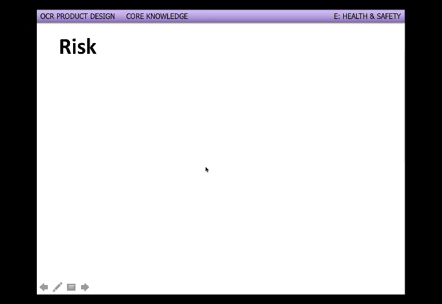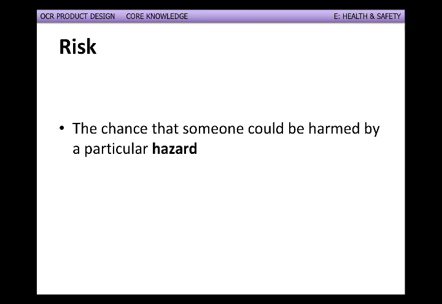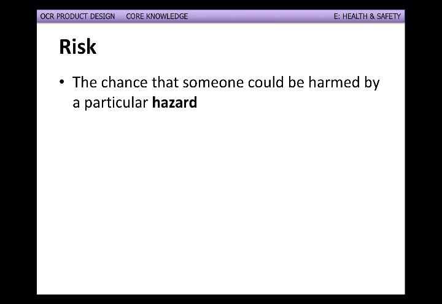Once you've identified hazards, you then need to identify something called risk. The risk is the chance that someone could be harmed by a particular hazard. So once you've spotted something that could hurt you, you have to determine what the chances are that someone could actually get hurt by that, and you classify them into high, medium or low risks.